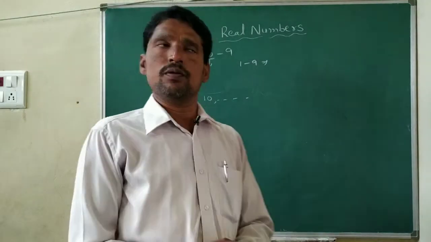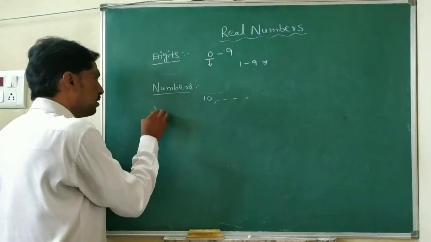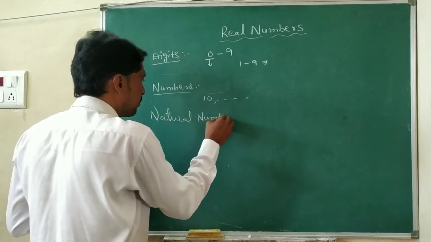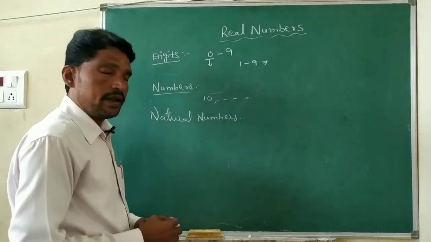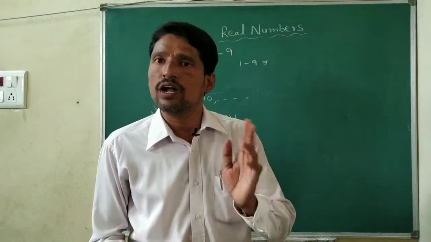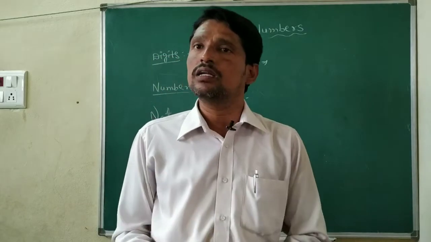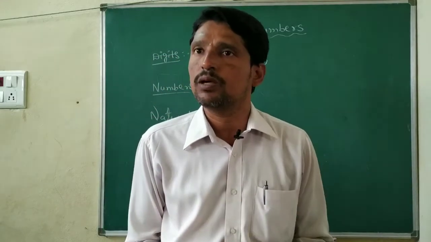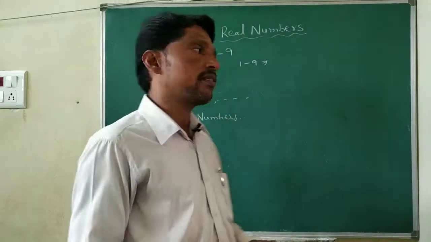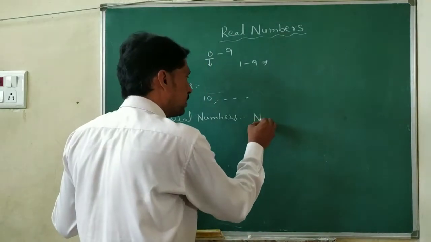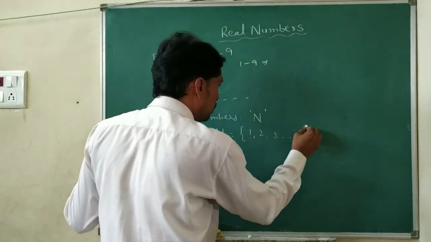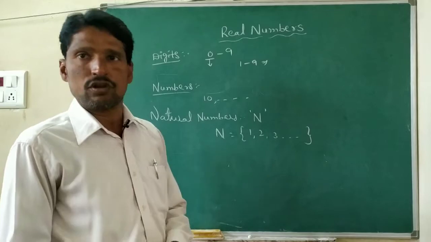Next, natural numbers. This you already know, you learnt in basic concepts in 10th class. What are natural numbers? The counting numbers like 1, 2, 3, 4 and so on are called natural numbers. It is denoted by capital N. So N equals 1, 2, 3 and so on. This is called natural numbers.